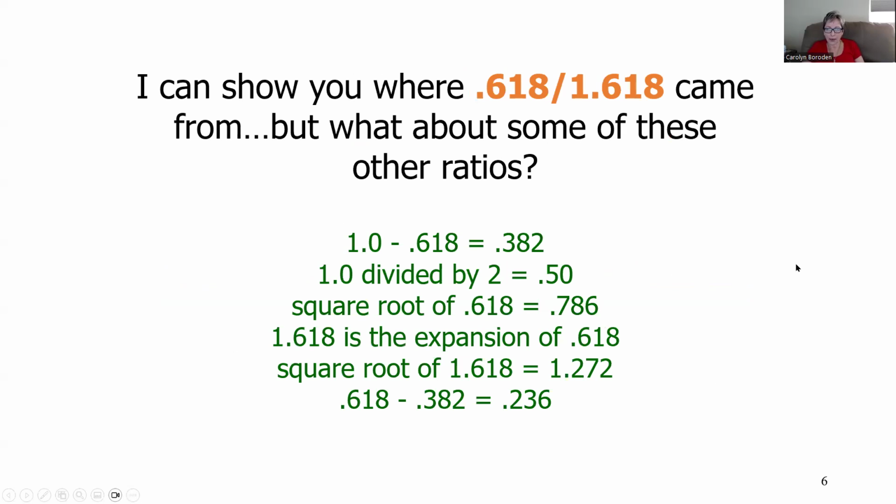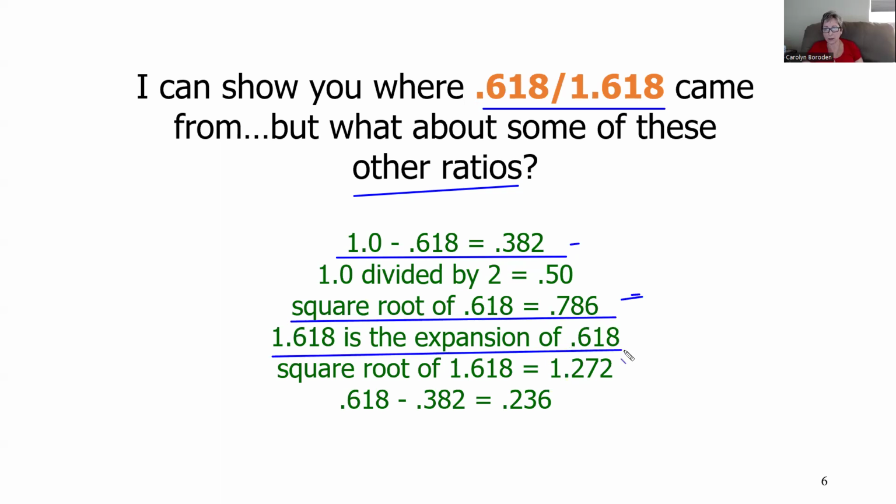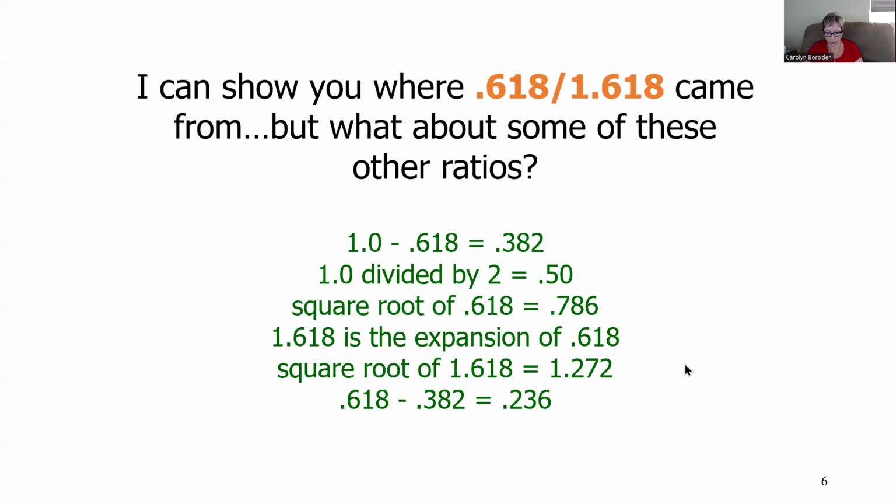Now, I can show you where the 0.618 and the 1.618 came from, because it's actually in between those Fibonacci numbers. But what about some of the other ratios? Well, bottom line, they are all related mathematically. So, for example, 1 minus 0.618 is going to give you the 0.382 that you often hear about. Square root of 0.618 is 0.786, if you're not familiar with that one. 1.618 is the expansion of 0.618. Square root of 1.618 is 1.272. That's always my target number 1 for any of the trend trade setups. So let's move on from here.